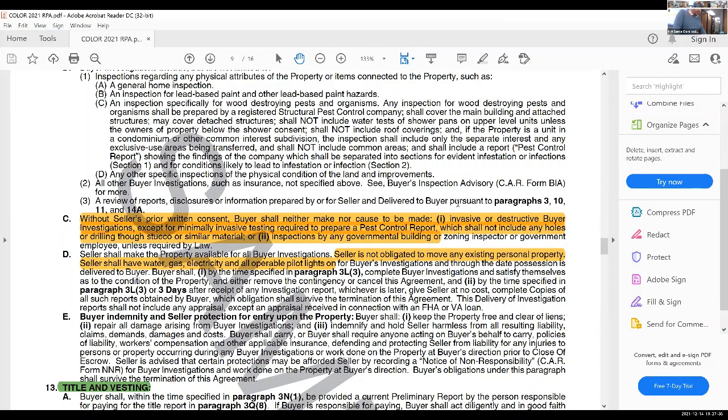But the seller shall make the property available for all buyers' investigations. The seller is not obligated to move any existing personal property. However, they shall have the water, gas, electricity, and operating pilot lights on. AJ, question? Sellers, if we were to request to look into the crawl spaces, if they have a crawl space, do they require it?